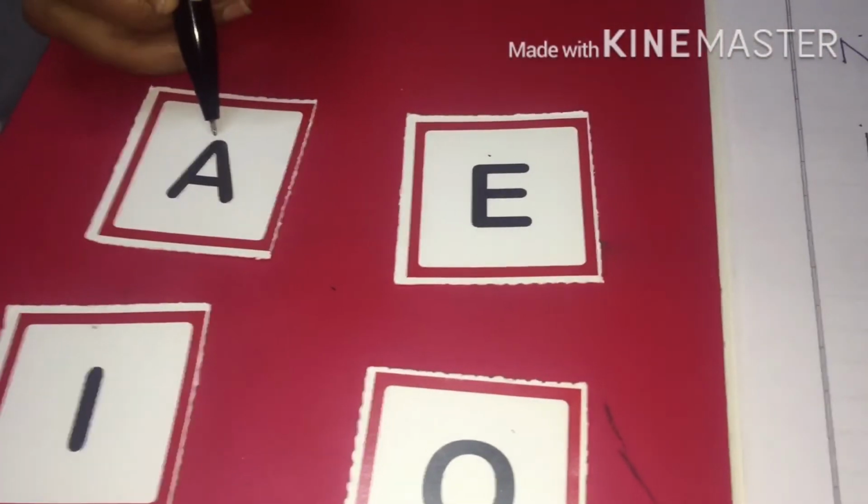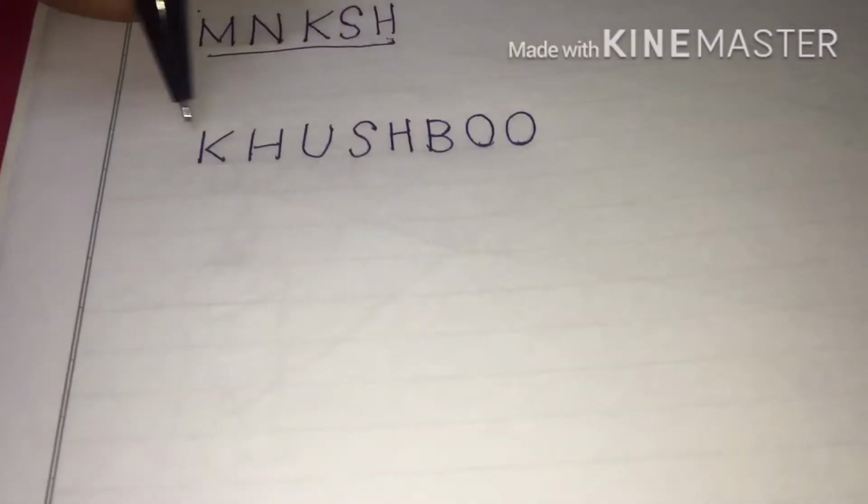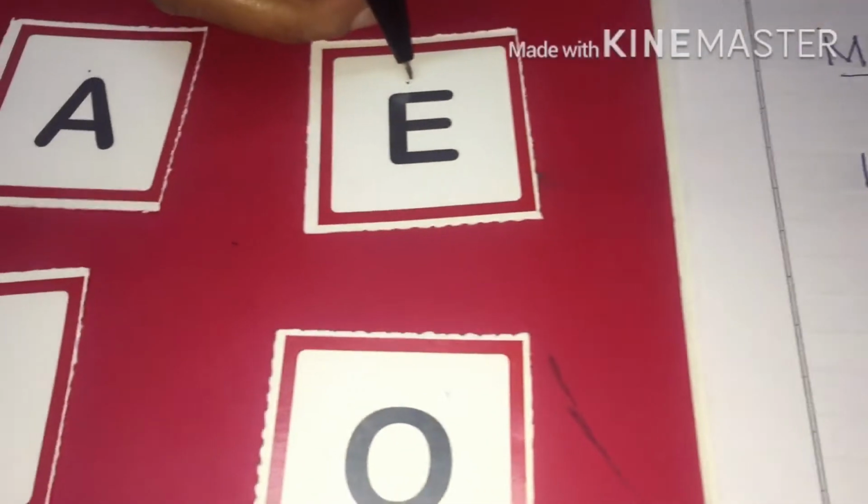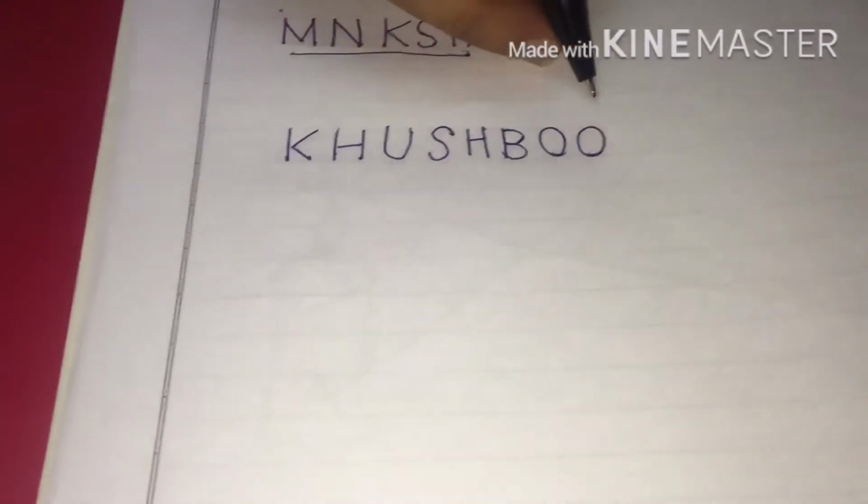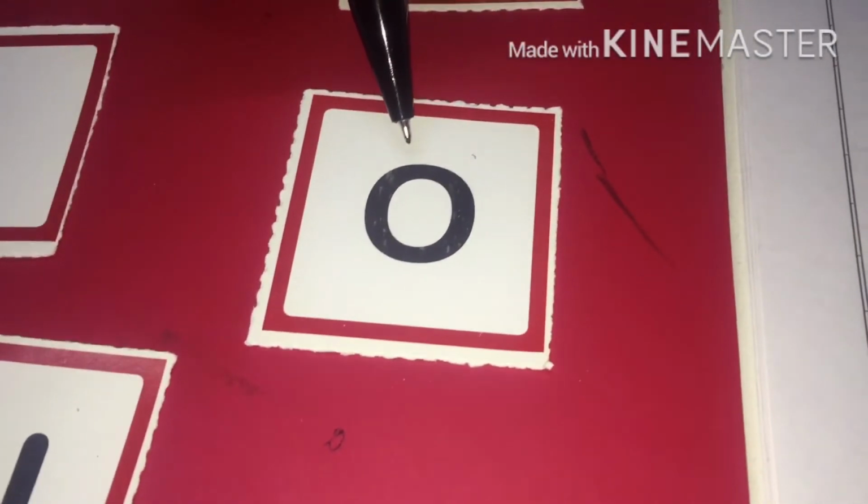Which is the first vowel? A. Do we have A here? No. Next one is E. Do we have E? No. Next one is I. Do we have I here? No, we don't have.